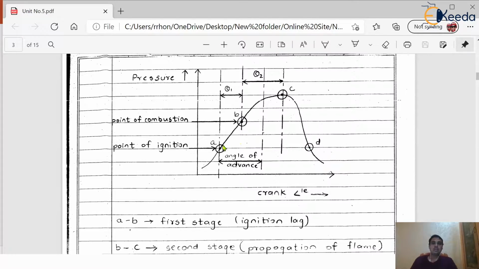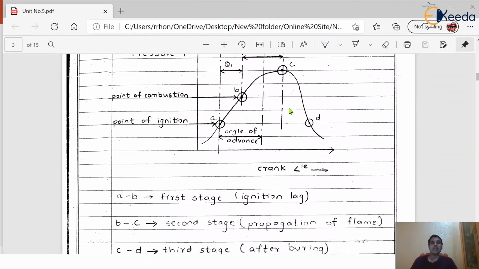Okay, so let us consider point A is the point of ignition. Let us consider point B is the point of combustion. Then point C is the point after this one, or we can say at this particular point, pressure inside the engine cylinder will be the maximum, or it is nothing but the maximum pressure point.